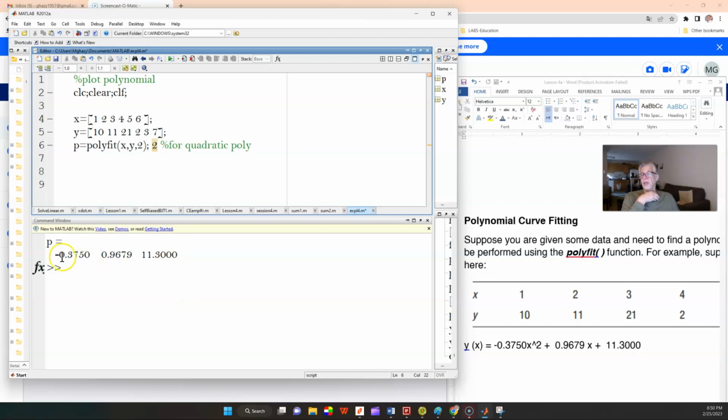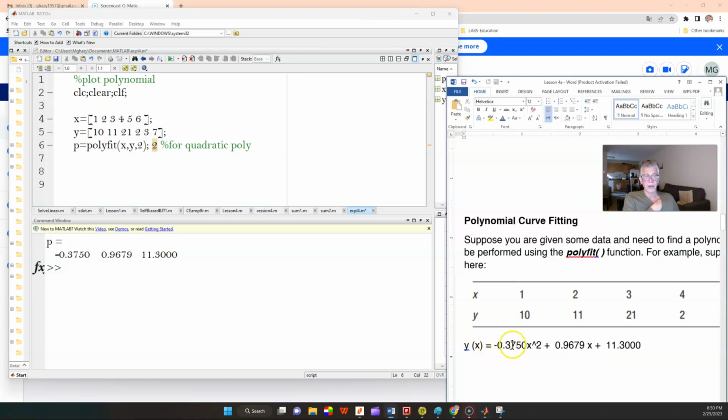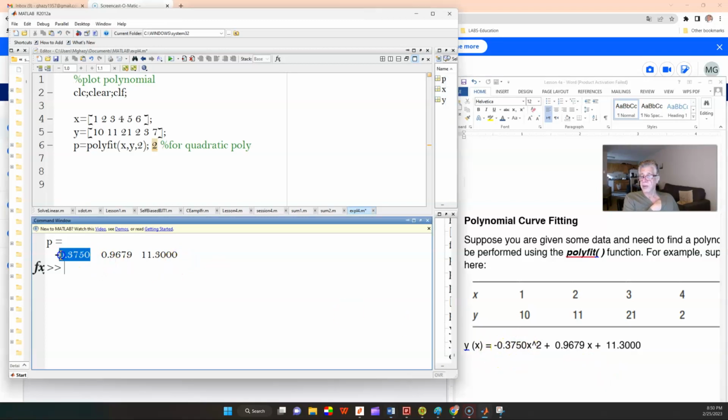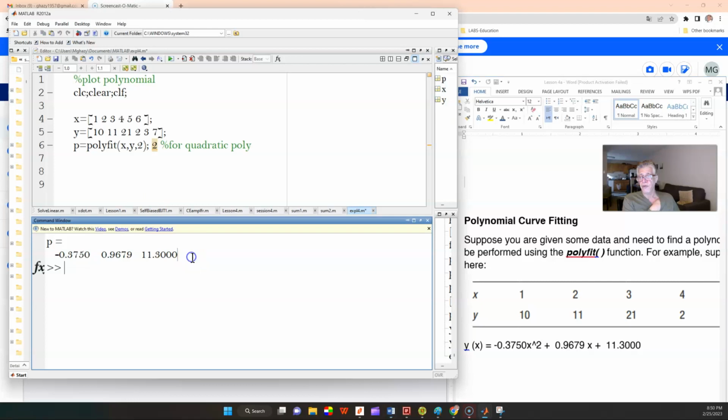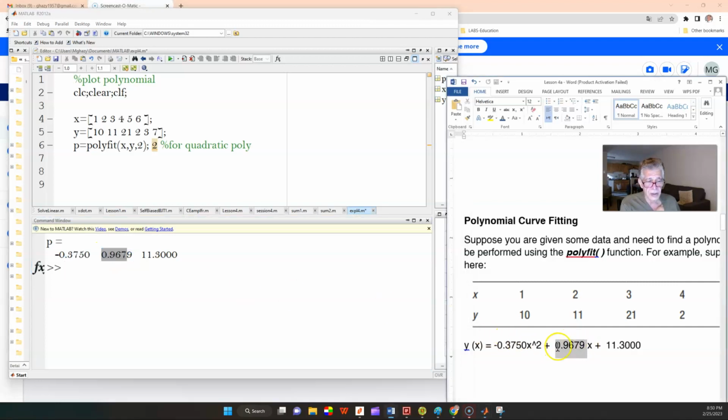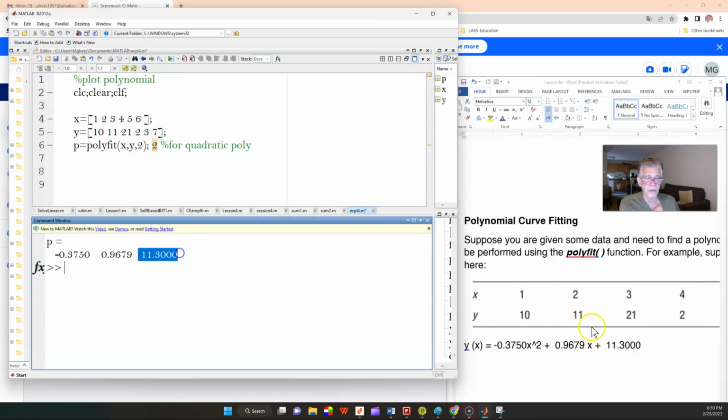Okay, that's fine. So the equation that will represent this data here: negative 0.3750, which is this number, that would be the coefficient of x squared. Why do I know it's x squared, not x cubed? I'll remind you. You just go from the back here. How many terms do you have? 1, 2, 3. Subtract 1, you get 2. So the highest order is 2. That's the coefficient of x squared. That's the coefficient of x here, and that's the constant term, 11.3.